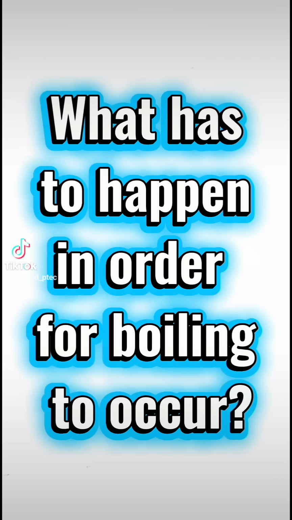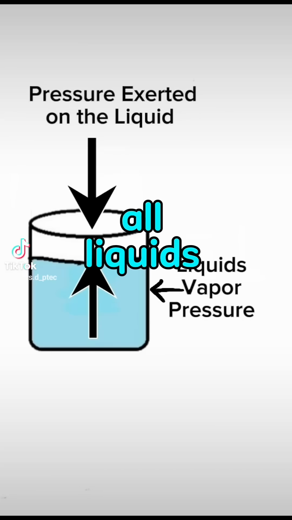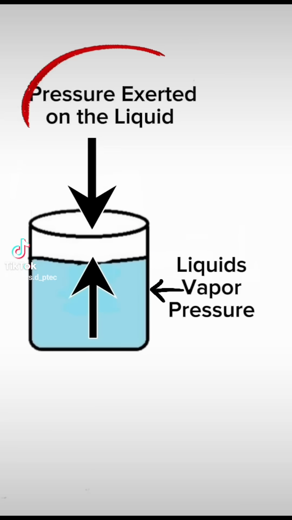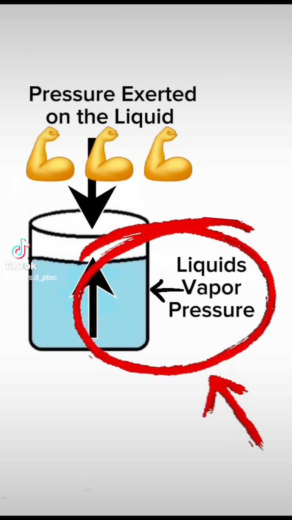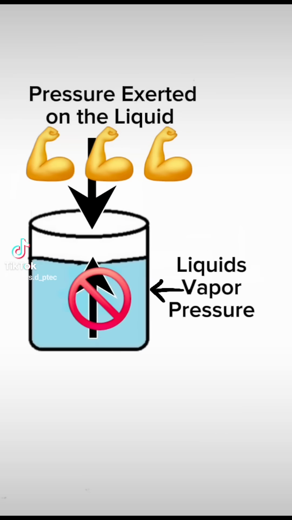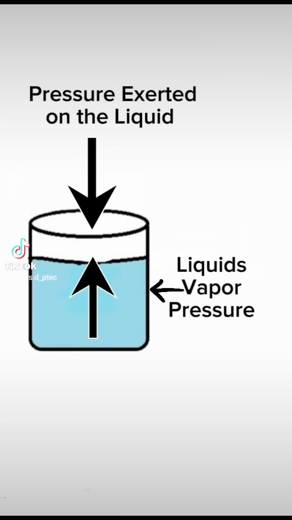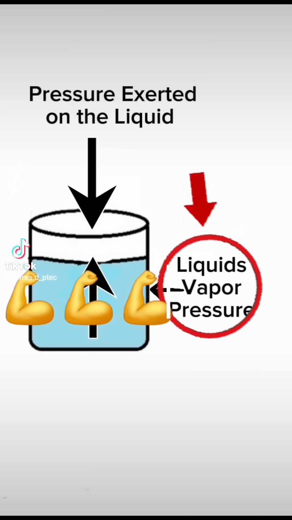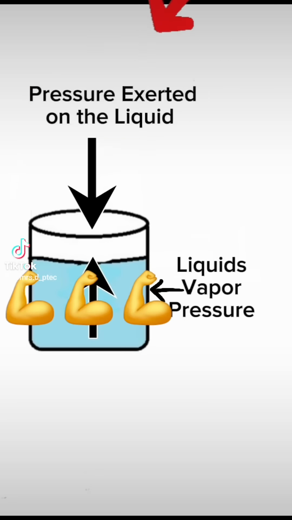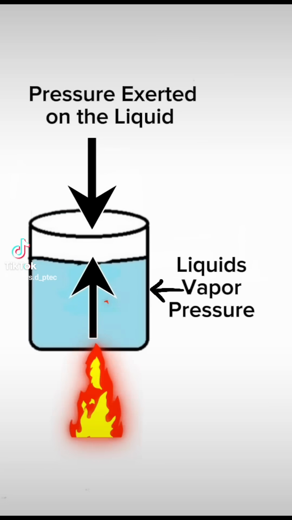Now let's go over what actually has to happen in order for boiling to occur. All liquids have a vapor pressure. If the pressure exerted on the liquid is stronger than the liquid's vapor pressure, the liquid will not be able to boil and escape in vapor form. On the other hand, if the liquid's vapor pressure becomes equal to or stronger than the atmospheric pressure exerted on it, boiling will occur. Typically, we bring liquid to a boil by adding heat.